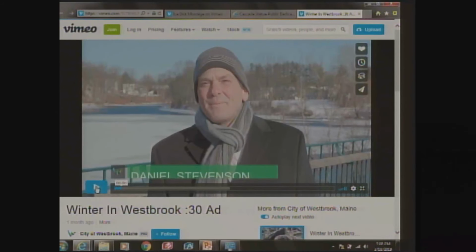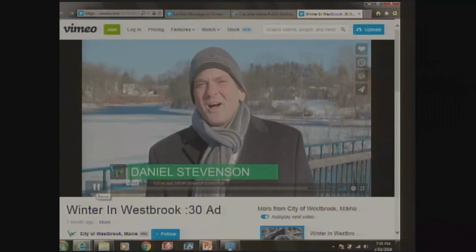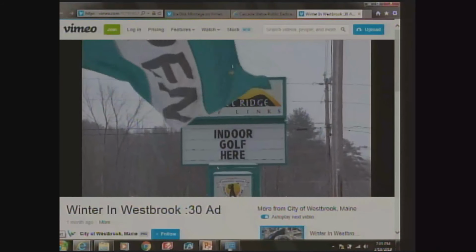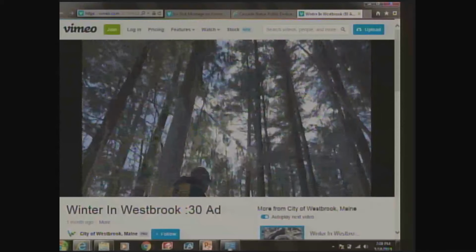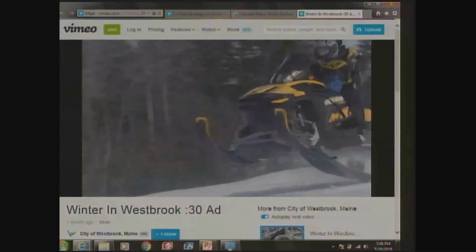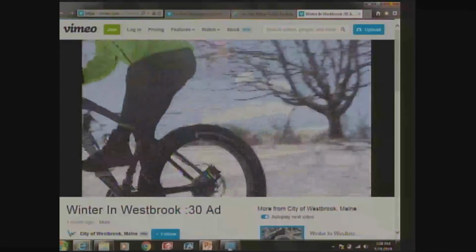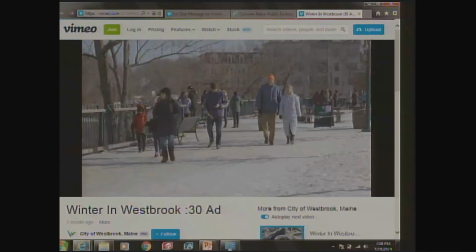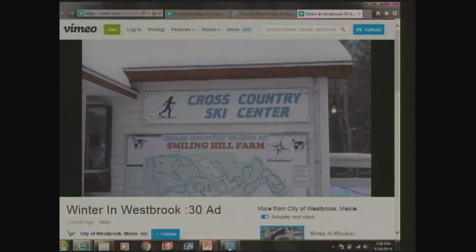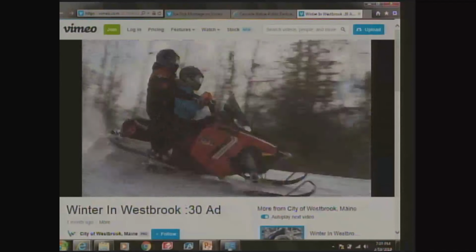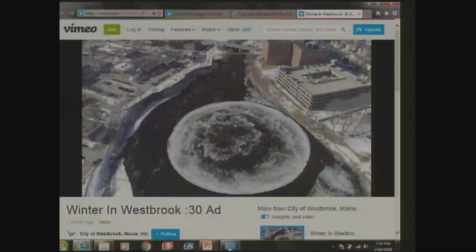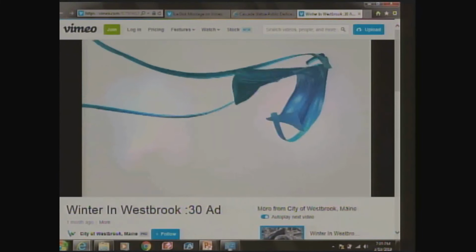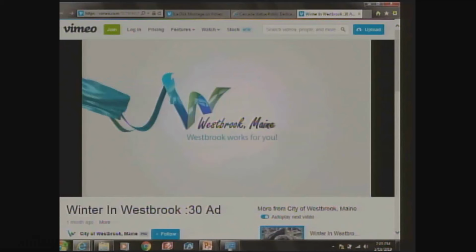Hey, things are happening in Westbrook all year long, and there are lots of reasons to get outside this winter. Although we are a city, you can go cross-country skiing, snowshoeing, snowmobiling, and much more right here. With miles of accessible trails, the beautiful Presumpscot River, and a walkable downtown, Westbrook offers a multitude of recreational activities, and you never know what you might see. If you haven't been to Westbrook in a while, take another look and see how Westbrook works for you.